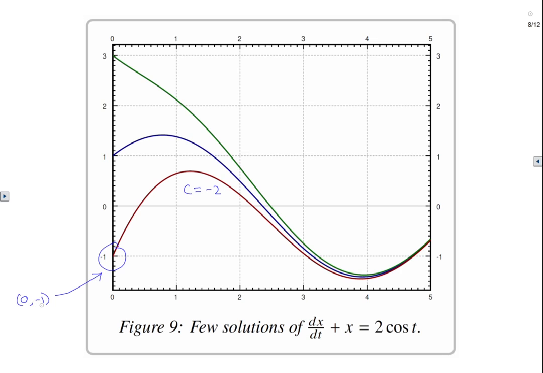So you can do the same thing. If you want to find a solution that passes through (0, 1), you can do the same thing, and you can see that in this case c simply becomes 0. And you can do a similar argument to find a solution that passes through (0, 3), and if you solve, you're going to get c equal to 2.